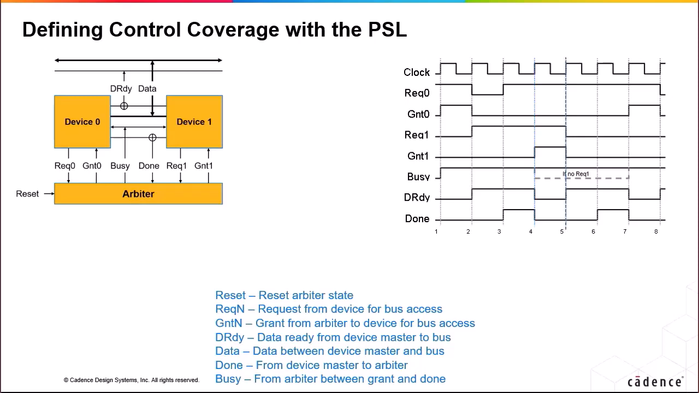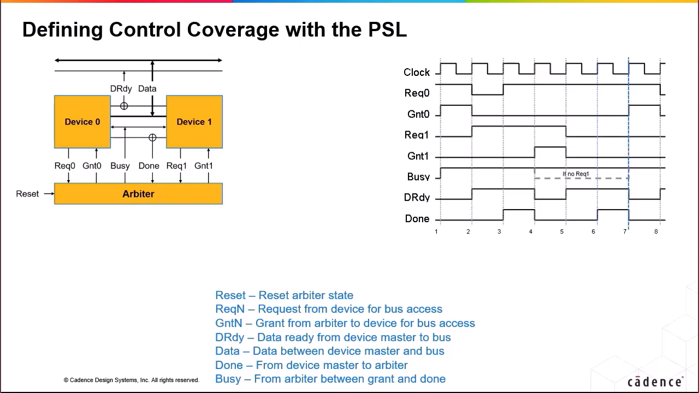On the fifth cycle, device 1 lowers its request, drives first data onto the bus, and raises its data-ready signal. On the sixth cycle, device 1 drives second data onto the bus and raises its done signal.